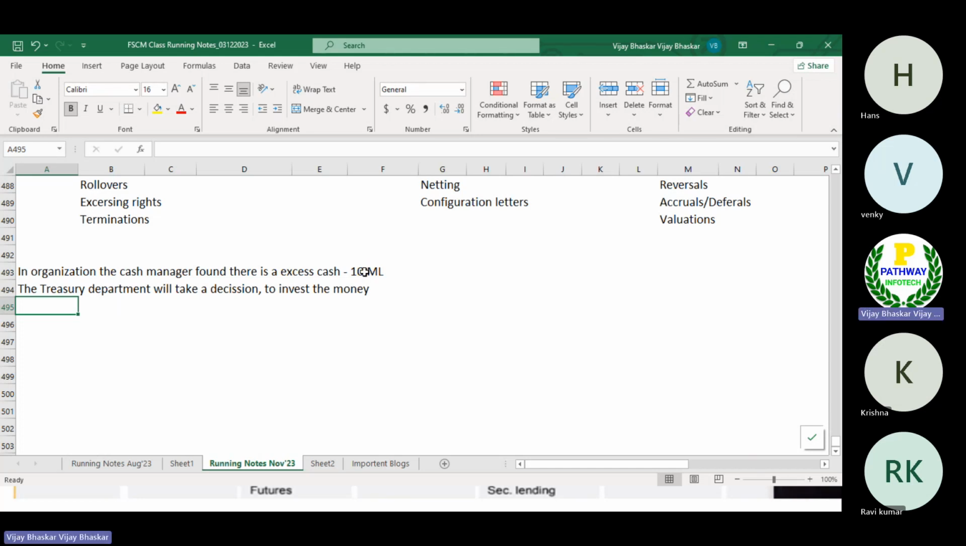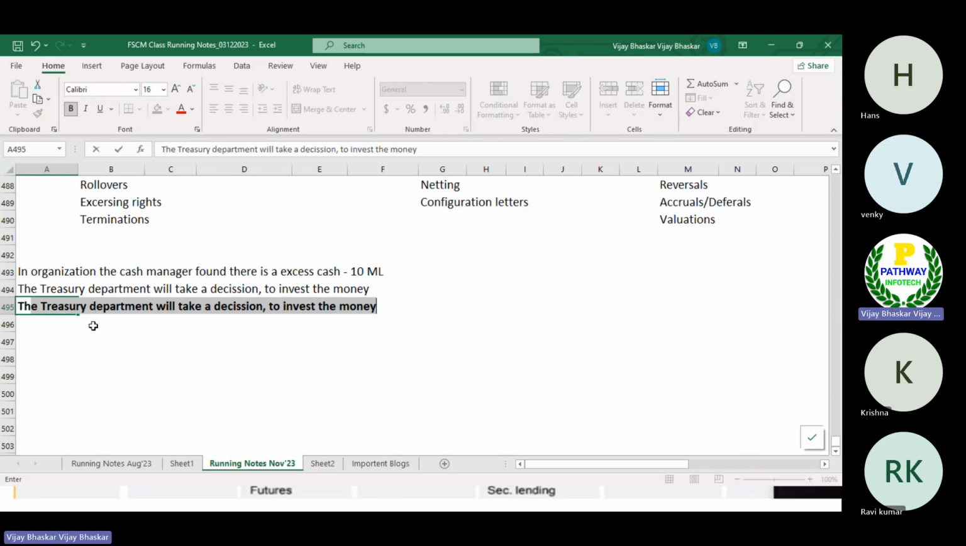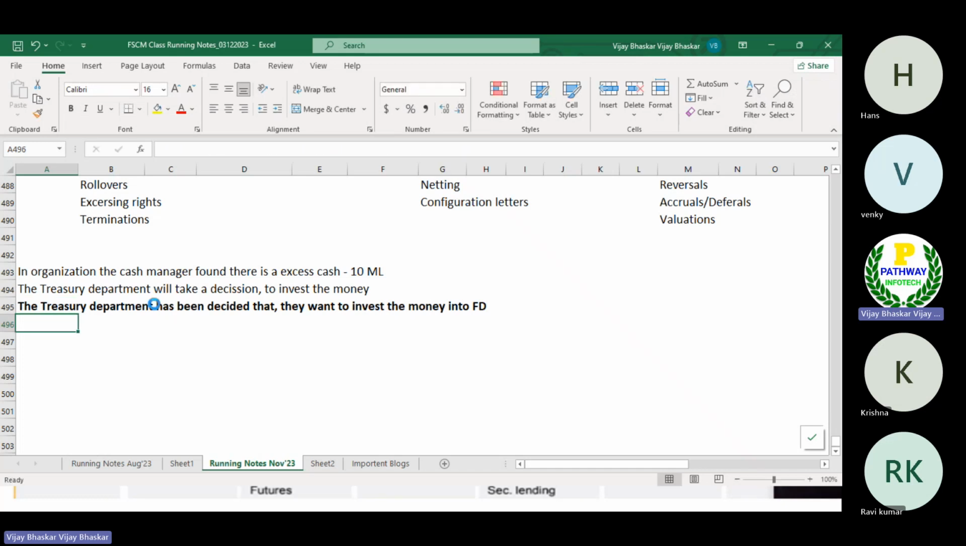Then immediately what they will do, there will be different scenarios. Based on the market risk analyzer, they found, let's assume, a fixed term deposit. As one example, let's assume finally the management, or the Treasury Department, has decided that they want to invest the money into a fixed term deposit. But why have they chosen this one? There should be some reason, right?